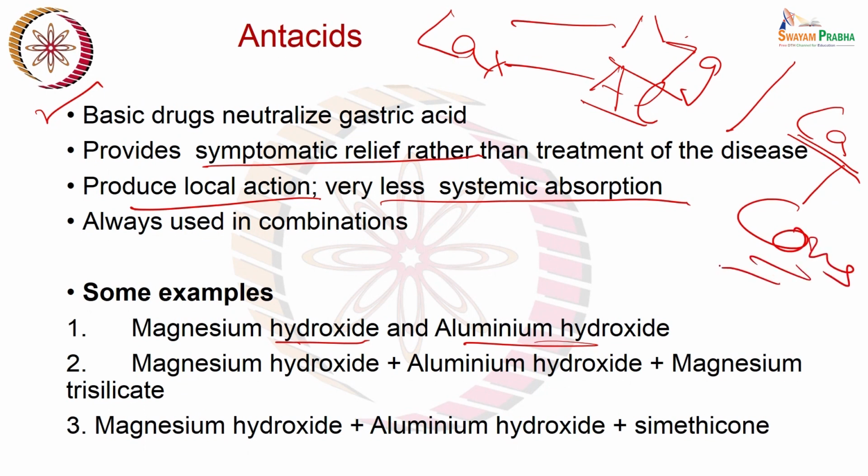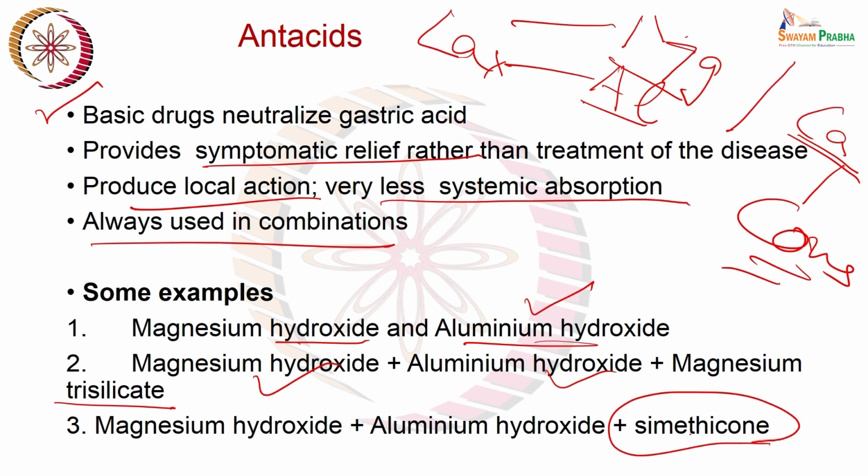Therefore, usually what you do is combine the magnesium salt with calcium and aluminum salts, and they are given in combination, that is magnesium hydroxide and aluminum hydroxide, plus magnesium trisilicate. Magnesium trisilicate has a longer duration of action, and aluminum hydroxide is combined with simethicone, because simethicone has a gas neutralizing or adsorbent capacity.